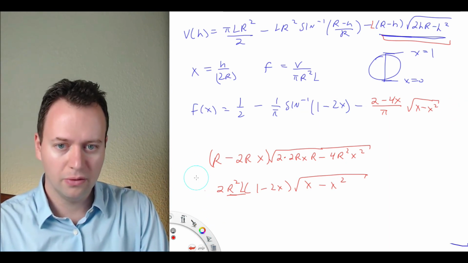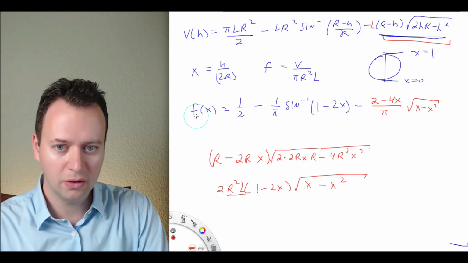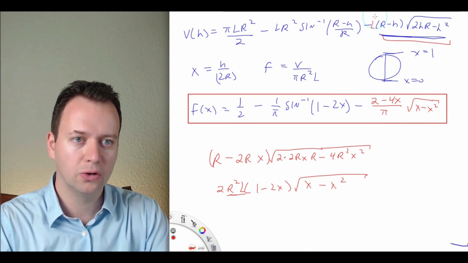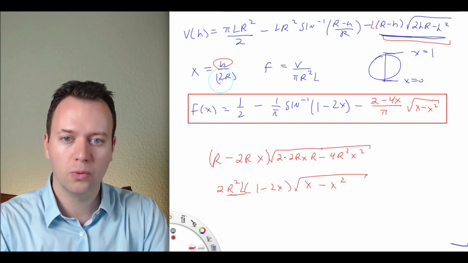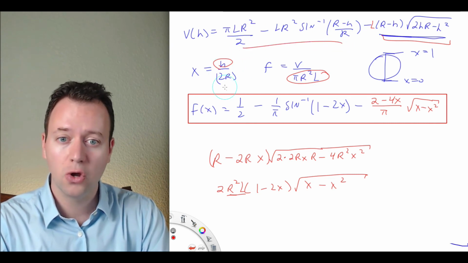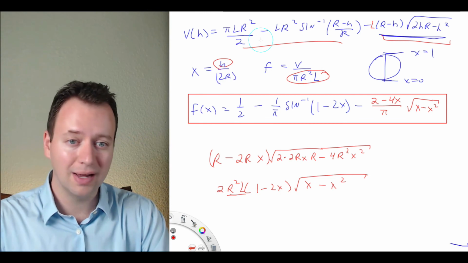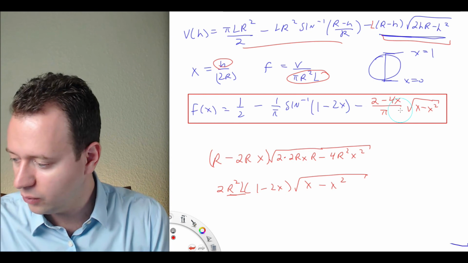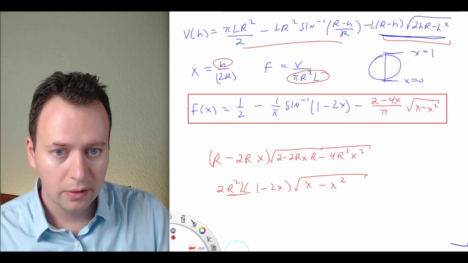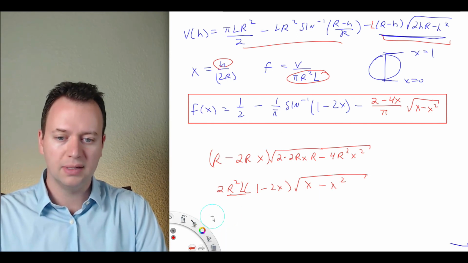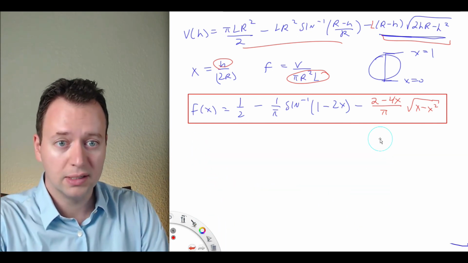If you don't believe me, you can work out the details of that. Basically all we're doing is taking this term up here, replacing h with 2rx, and then dividing everything by pi r squared L. That's what we do through this whole formula. I just replaced h with 2rx and then divided everything by pi r squared L, and we get this function right here. Now this function we can actually graph. It's independent of the actual dimensions of the tank. So that's why this function is nice.